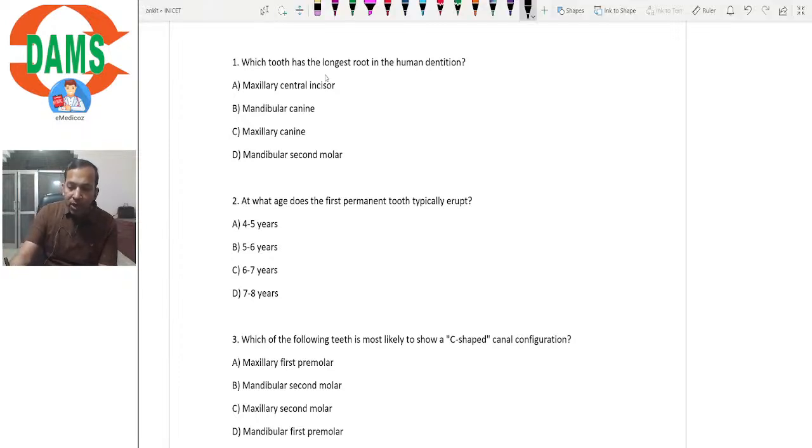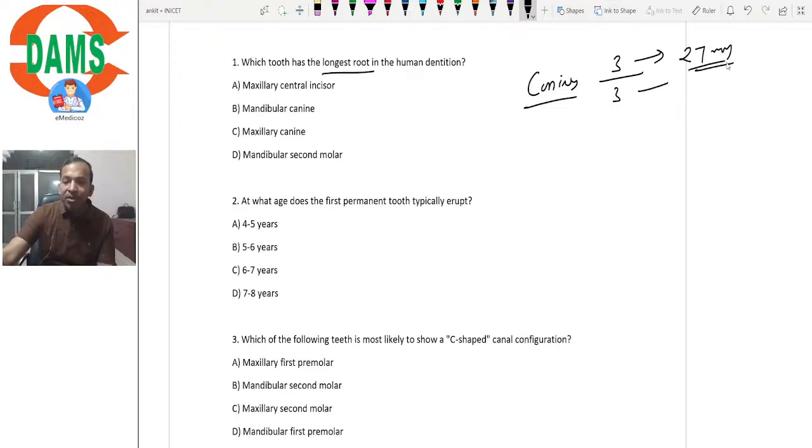Which tooth has the longest root in the human dentition? So actually they can ask you to compare the features of the teeth, right? They can ask you features to compare different teeth. So which tooth has the longest root? Now as far as the length, or the dimension of the tooth, the apicocclusal dimension is concerned, the canines, that is the maxillary and mandibular, are the longest teeth in the human dentition, right? They are both approximately 27 millimeters long. Just remember that the maxillary canine is a bit longer than the mandibular canine.